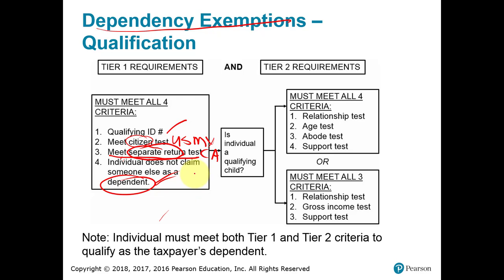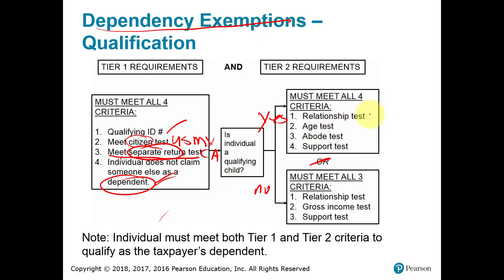There's two types of dependent exemptions. Here they say one type: is the dependent a qualifying child? If yes, you go this way, and if no, you go this way. So it's not a or over here. If you're a yes, you're meeting these tests here.